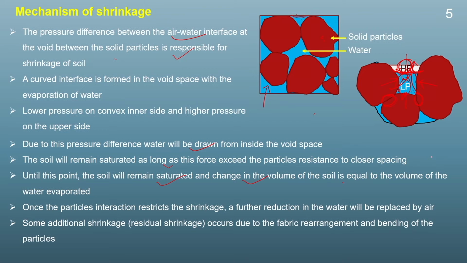will remain constant. A minimal or a small amount of volume reduction can take place due to the fabric rearrangement or bending of the particles at that point. So, this is how the soil shrinkage takes place. Basically, the pressure difference across this curved interface between the water and air is responsible for the movement of the solid particles or the shrinkage behavior of the soil.